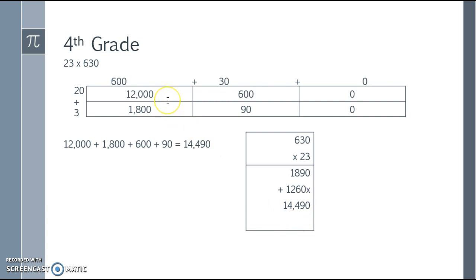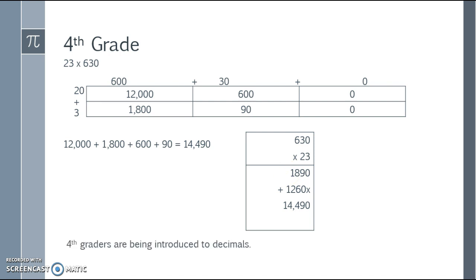So we can see that those pieces are built. So notice if I were to add these across here, 12,000 plus 600 plus 0 would give me 12,600, and 1,800 plus 90 would give me 1,890. So they're all interconnected. It's just a matter of ways that students can see them and build them together.